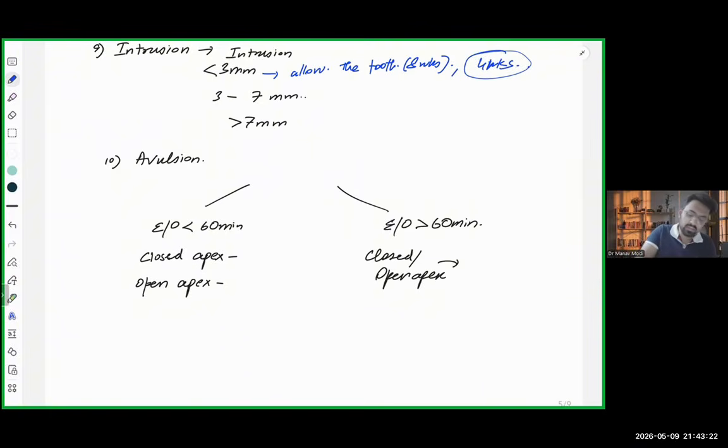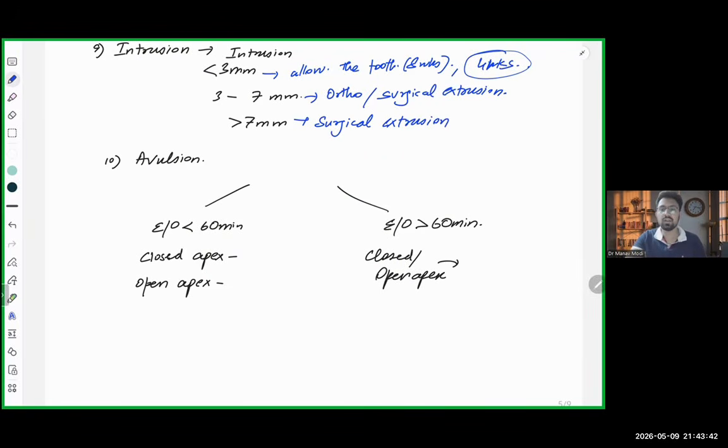Then if the intrusion is 3 to 7 mm, what will we do? We'll do an ortho or a surgical extrusion. If more than 7 mm intrusion is there, what will we do? We will do a surgical extrusion.